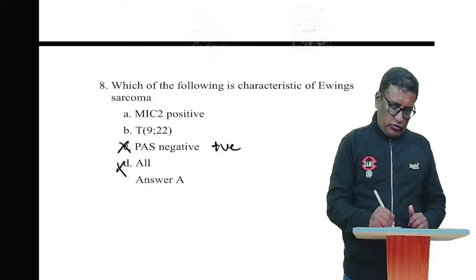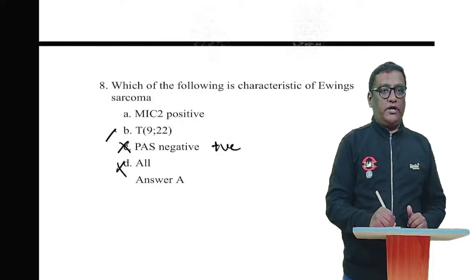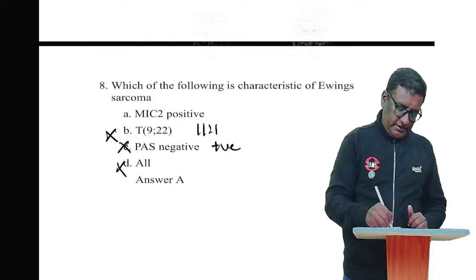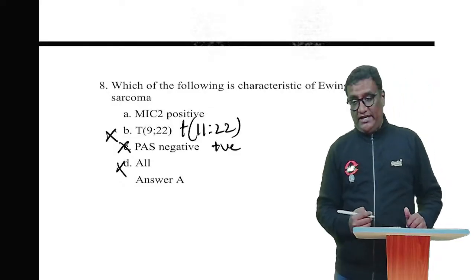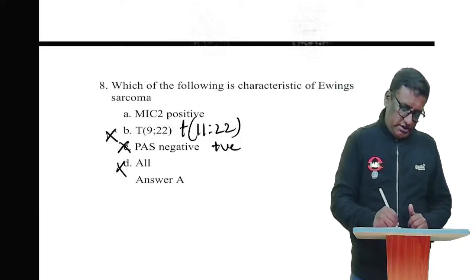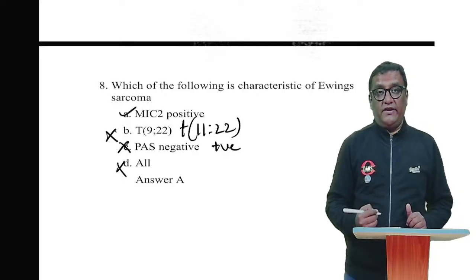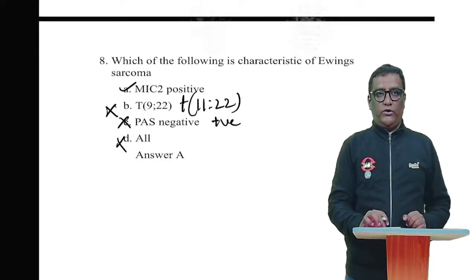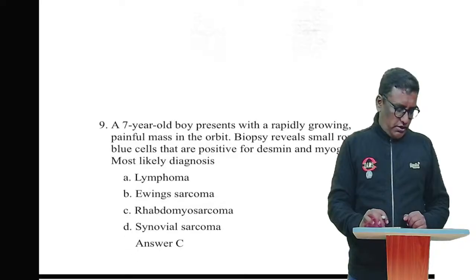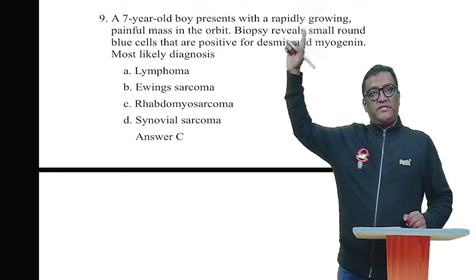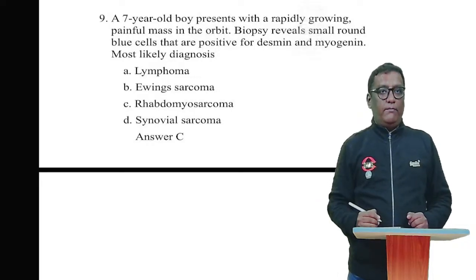So now MIC2 positive, translocation 9;22. It is not 9;22. It will be translocation 11;22 that is a characteristic of Ewing sarcoma, isn't it? Not translocation 9;22. 9;22 is for Philadelphia, CML, isn't it? Yes. So MIC2 positive, MIC2 is also called CD99. That will be positive in Ewing sarcoma. MIC2 positive, right? Next, let us look at this question. 7-year-old boy presents with rapidly growing painful mass in the orbit.